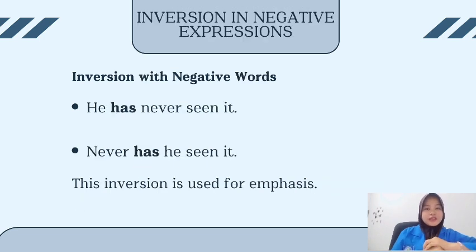Besides questions, inversion is also used in negative expressions to provide emphasis. For example, normal sentence: he has never seen it. With inversion for emphasis: never has he seen it. When a negative word like never is placed at the beginning of a sentence, we must perform inversion. This creates a dramatic effect and strong emphasis on the negative meaning. This structure is often used in formal writing or for rhetorical effect.